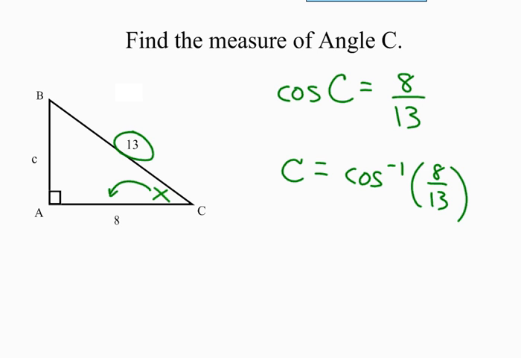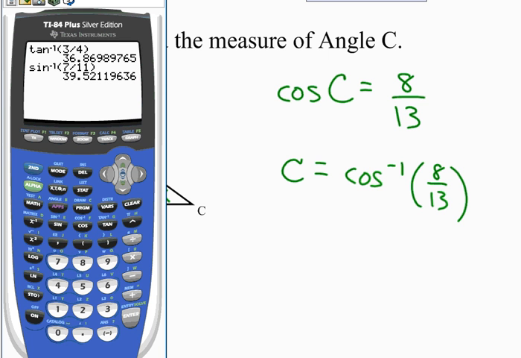Plug it into the calculator. Second cosine, 8 divided by 13. Enter. 52.0 degrees.